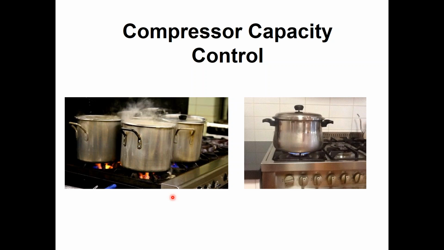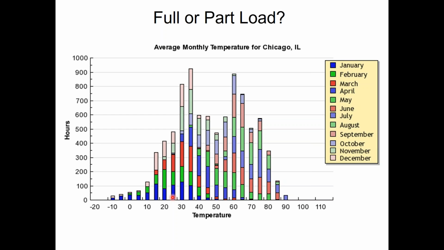So if I only need 1 pot of water boiled, I'm only going to put 1 burner on. If I need 8 pots, I'll put 8 burners on. I'm only going to use what I want to use.